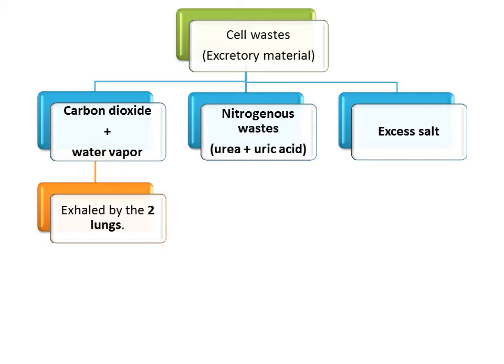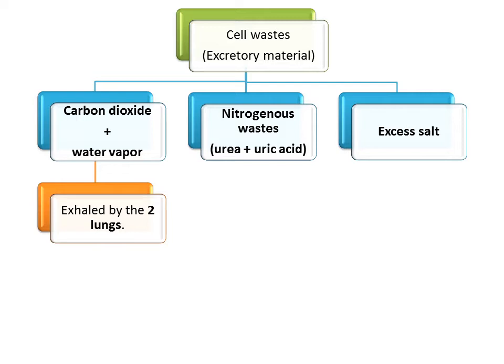When I eat them and they enter inside my cell and the oxygen burns this type of food, the protein, they produce wastes. These wastes are called nitrogenous wastes. What are the nitrogenous wastes? They include urea and uric acid. So nitrogenous wastes are urea and uric acid.